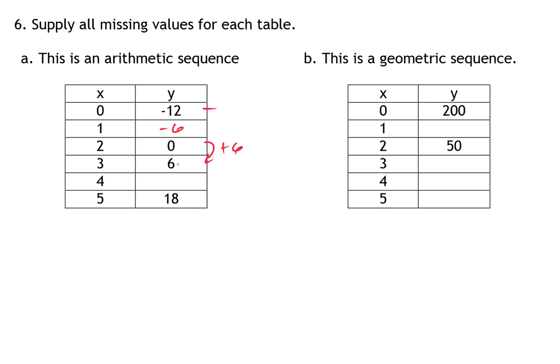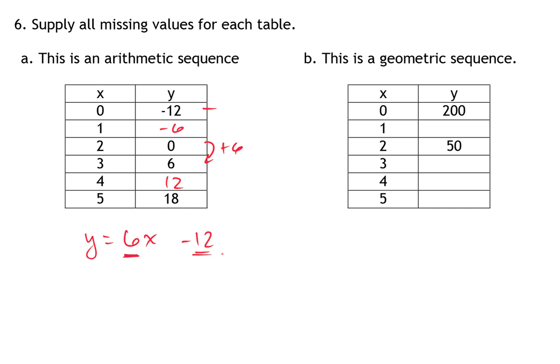By the way, not a requirement of this question. It just said supply the missing values. But could you guys tell me what this equation would be? Y equals what? There is going to be a negative 12 in it, and we're also adding 6 times x. So it's y equals 6x minus 12. Remember, guys, this is my common difference, what I'm adding each time, and this is where I start. I'm starting here.